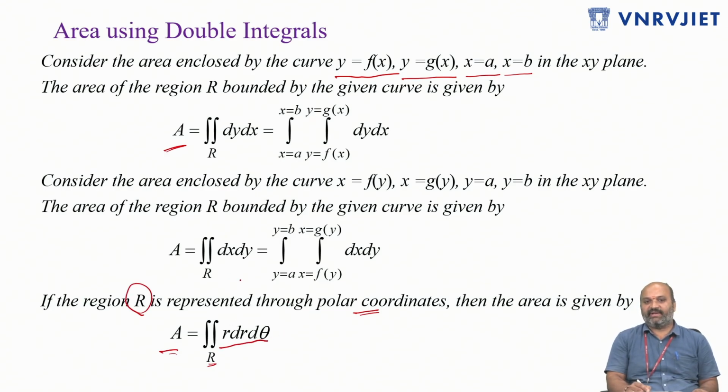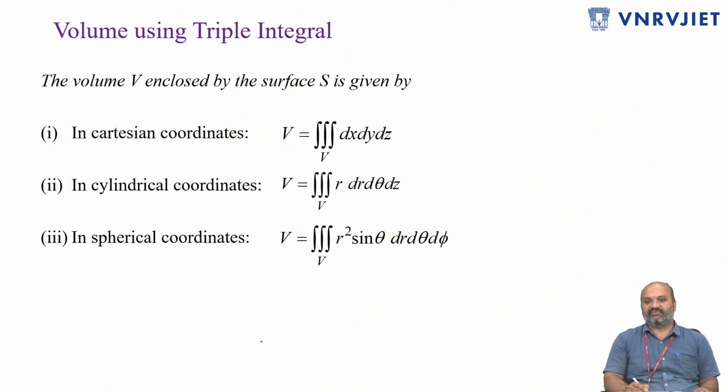So instead of dx dy in Cartesian coordinates, here in polar coordinates we get r dr d theta. So A equals the double integral of r dr d theta. Of course, r is a function of theta and theta limits are constants. This is the formula to determine area. Now let's see volume.